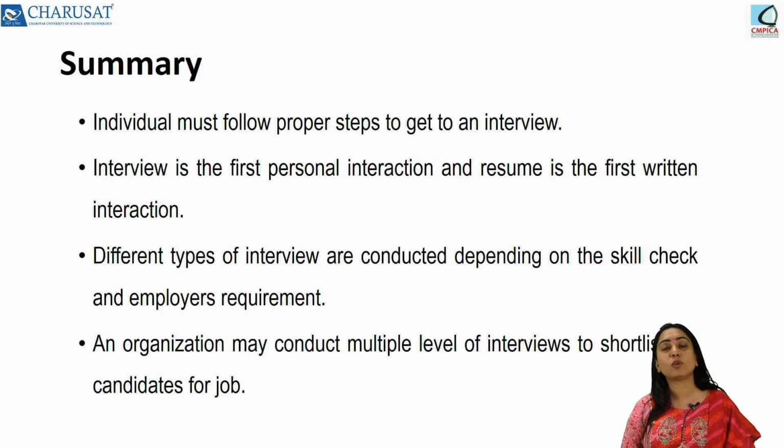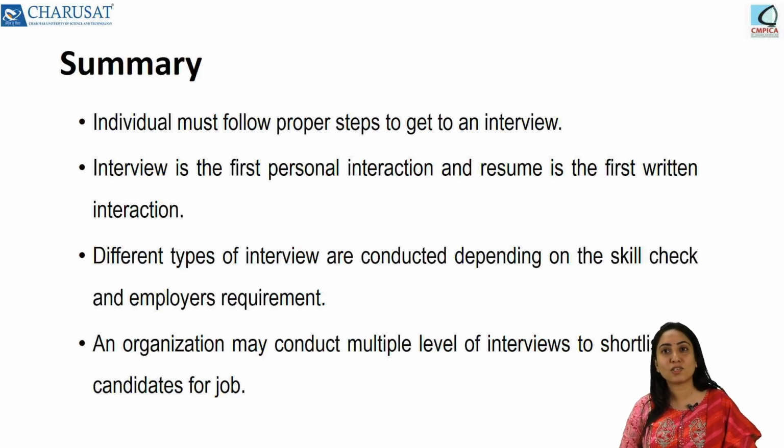The other thing that we have to note here is that different types of interviews are conducted depending on the skill check. The 6 different types that we have covered would give you a definite advantage if you know about them in advance. So you can ask before appearing on the day of the interview, of whosoever is communicating to you about the interview, or if not, you can always go on the helpline or website and see the procedure that is there. So there are different types of interviews that one might face during the process. Again, at the end, an organization may conduct multiple levels of interviews and shortlist a candidate for the desired job. So these were the important details about interviews that you must know.